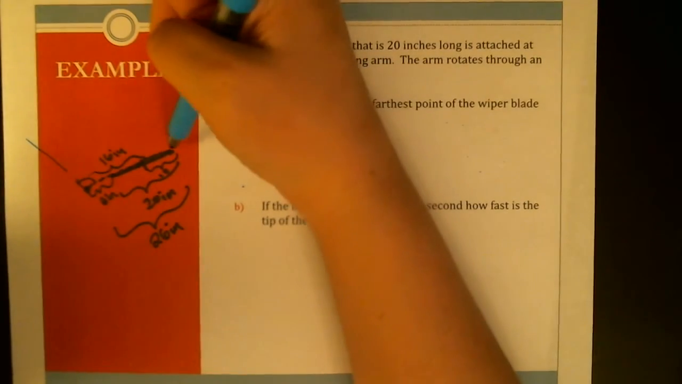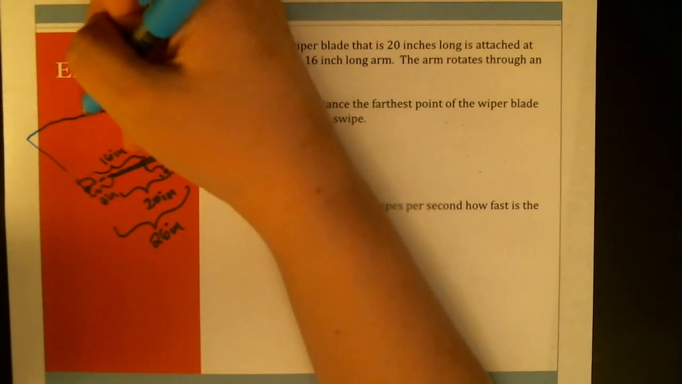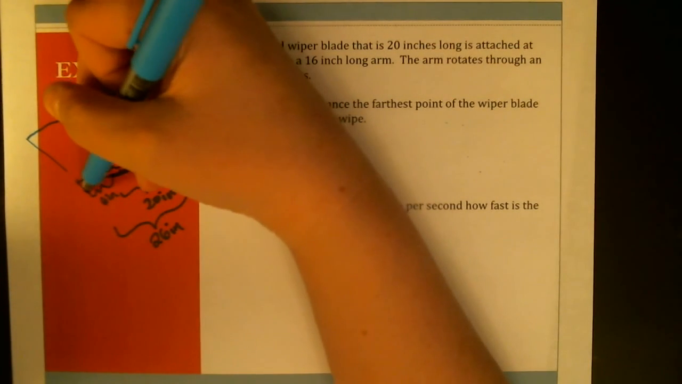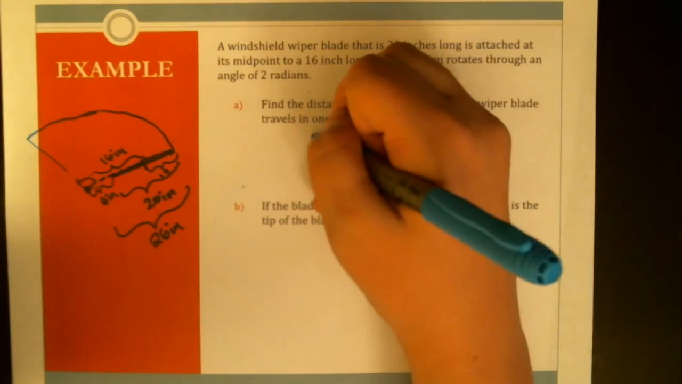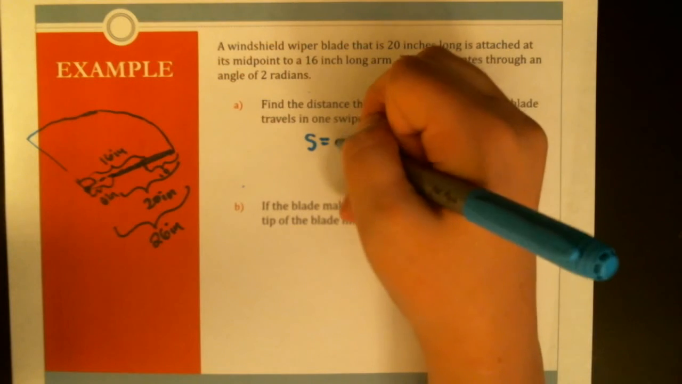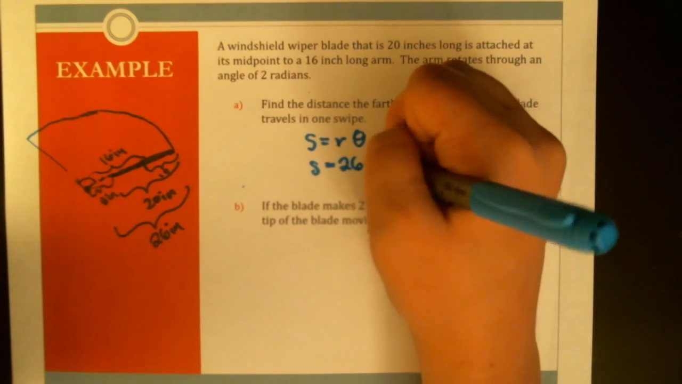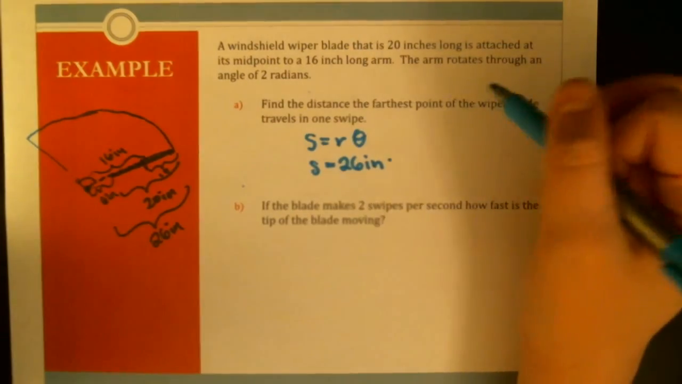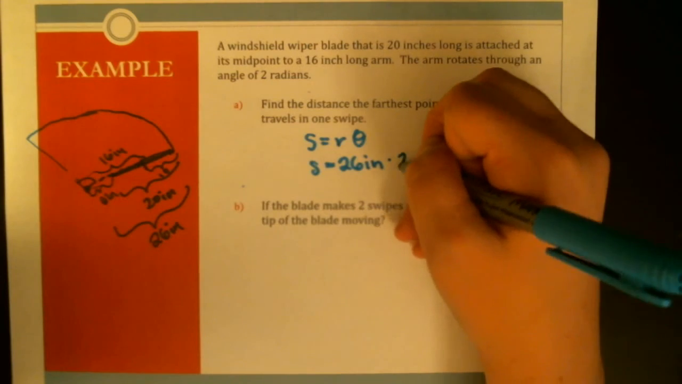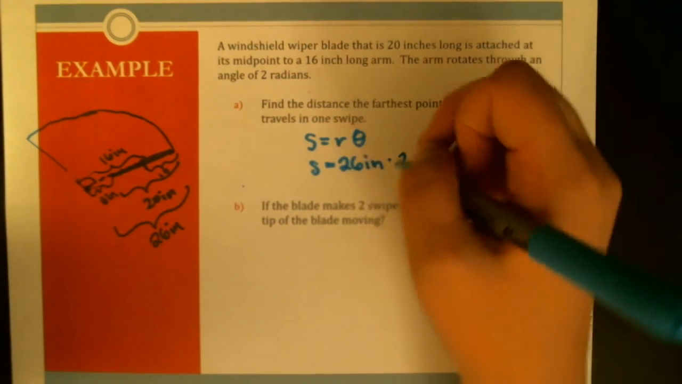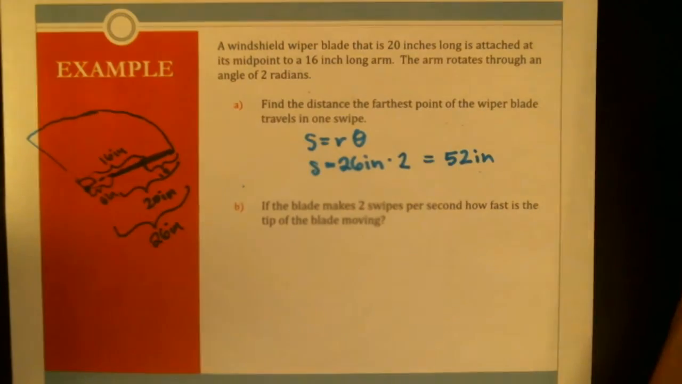If we want to figure out how far this tip swings, we don't just want to include the 20 inches, we want to do the entire length, the 26 inches. So we're looking for arc distance, S equals R theta. For R, we're going to use 26 inches. And we were just told that one swipe is 2 radians, so we just have to double that, which means that S is equal to 52 inches.